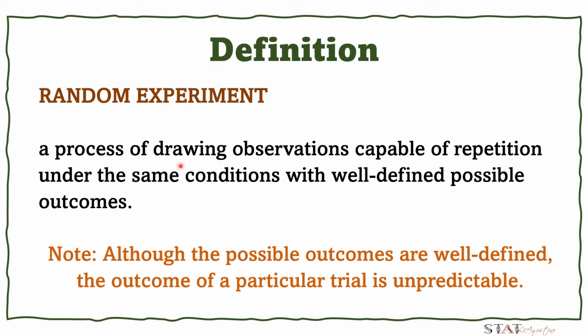It is a process of drawing observations capable of repetition under the same conditions with well-defined possible outcomes. Take note of this, that although the possible outcomes are well-defined, the outcome of a particular trial is unpredictable. For example, in rolling a die, I know that there will be 1, 2, 3, 4, 5, 6 possible outcomes or faces or dots. But if I toss it, I will not know what particular number of dots or face will show up. So this is an example of a random experiment.